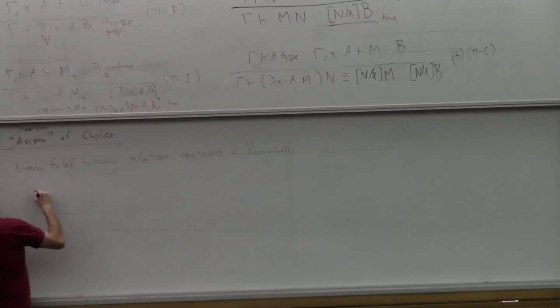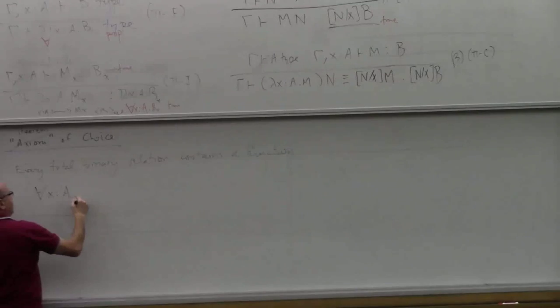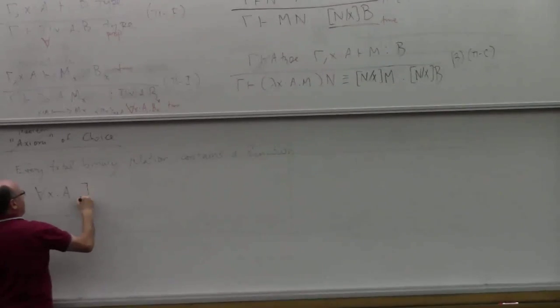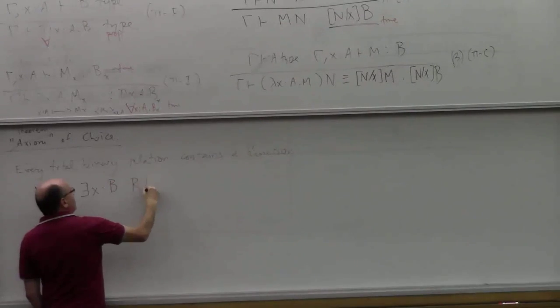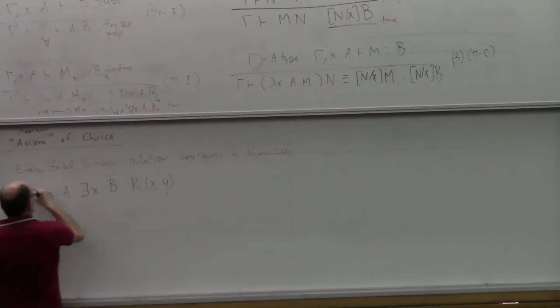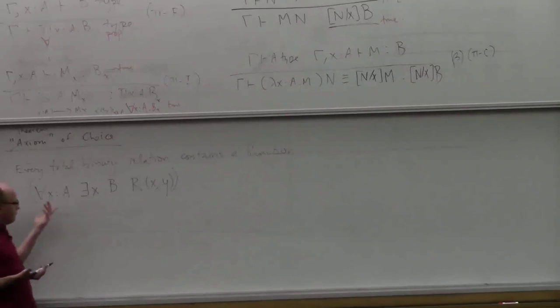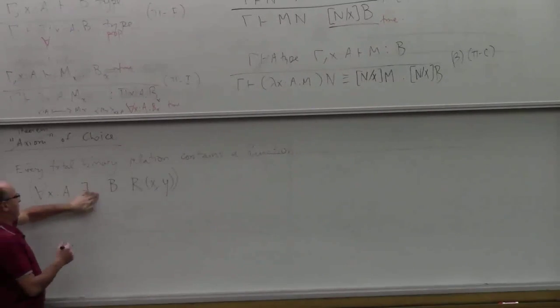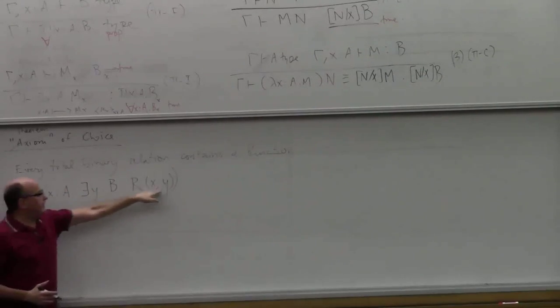So what you say is, okay, let's look at a relation over A and B. If for every X in A, there exists a Y in B such that R X Y, that's totality. Okay? That's how you would write it out in logical notation. Relation R is total means that for every X in A, there exists a Y that is related to it by R.